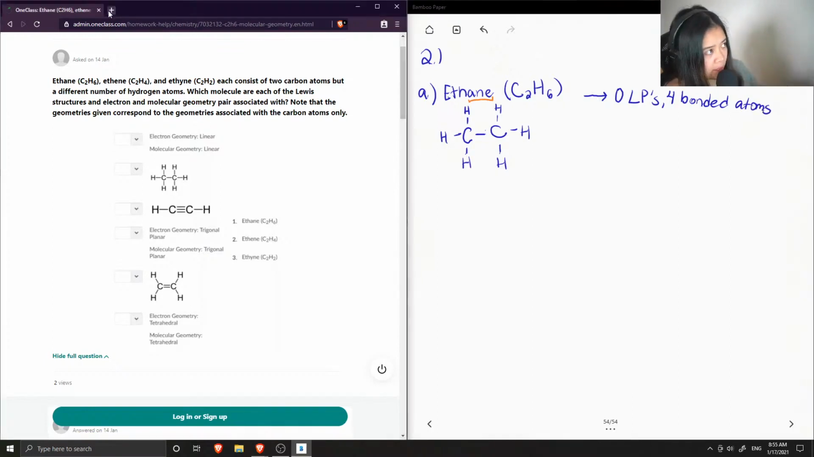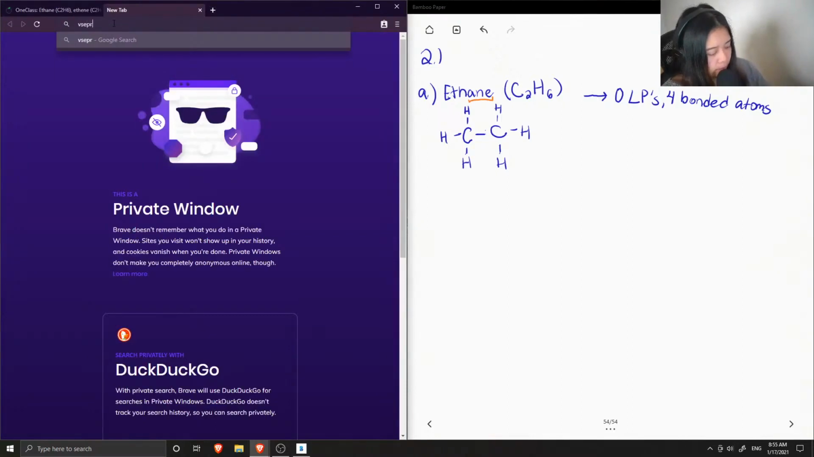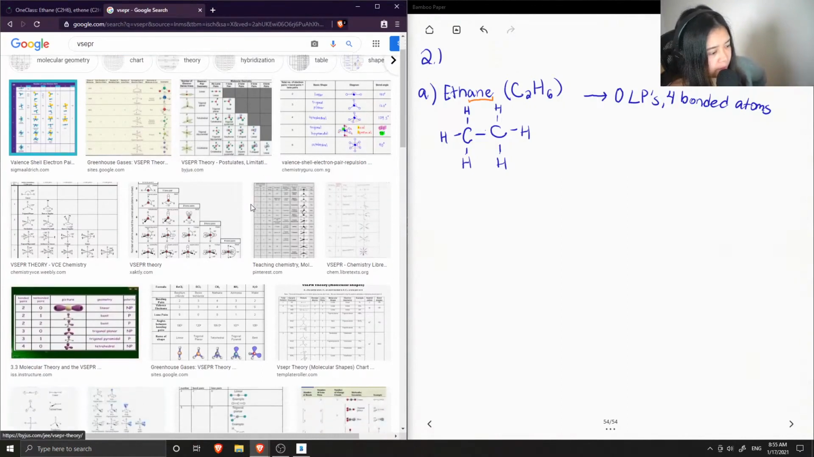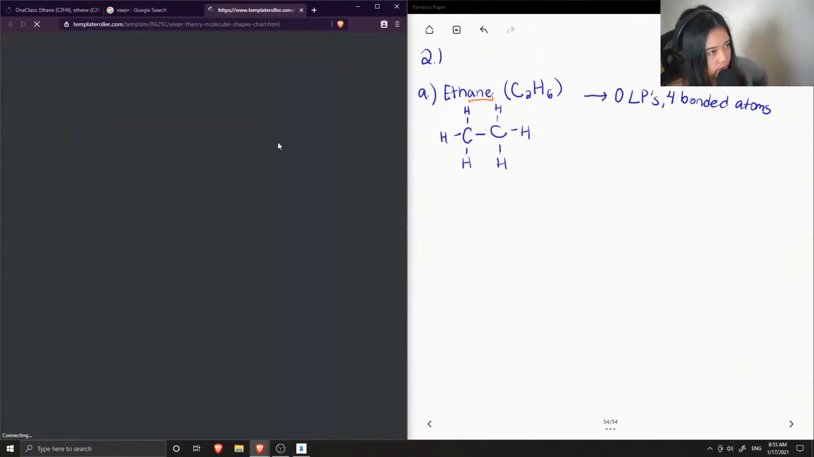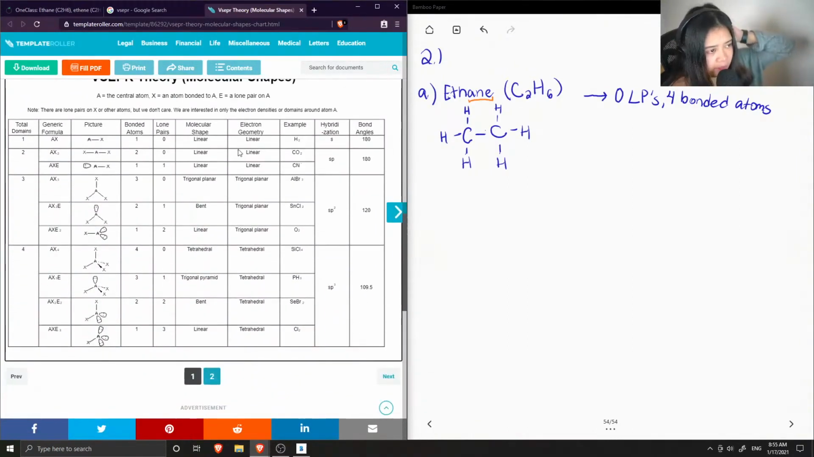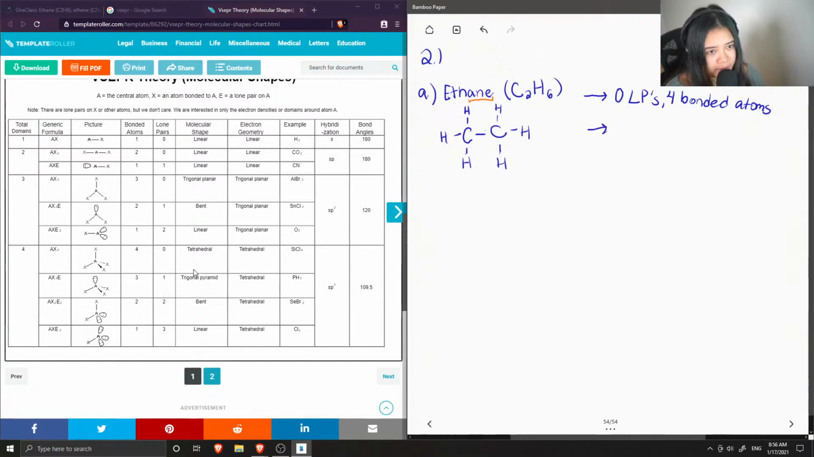Okay, so to help us answer this question, we can look up a helpful VSEPR theory table. I like to use this one because it has all the different columns with hybridization and bond angles. If we pair up the structure that has 0 lone pairs and 4 bonded atoms, we get this tetrahedral molecular shape and electron geometry. I'm just going to write that down over here.